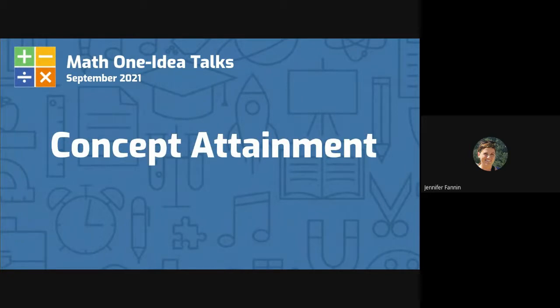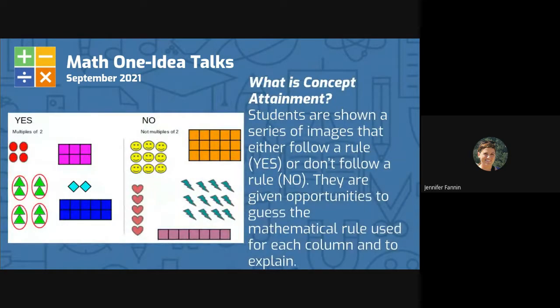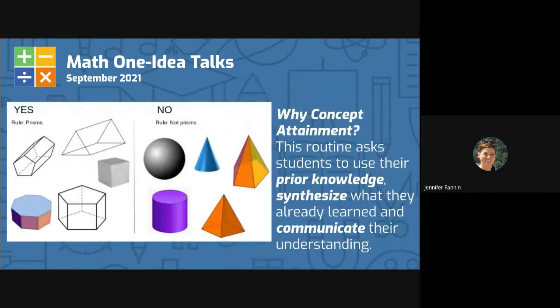Next is concept attainment. What is concept attainment? It is a routine where students are shown a series of images that either follow a rule, yes, or don't follow a rule, no. They're given opportunities to guess the mathematical rule used for each column and then explain. Why use concept attainment? This routine asks students to use their prior knowledge, synthesize what they already learned, and again, communicate their understanding.